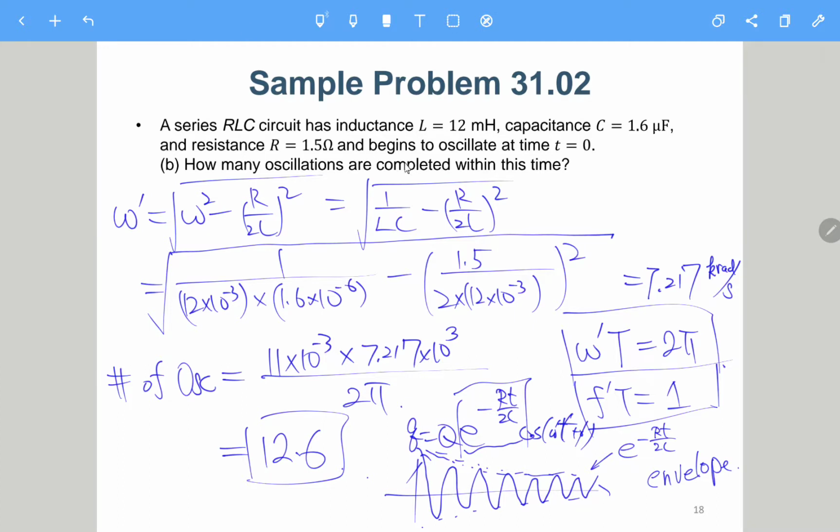So for this question, the initial value is capital Q. It decays to half of Q, and then it asks you how many periods there are. So it's around 12.6. Okay, so let me stop here today.